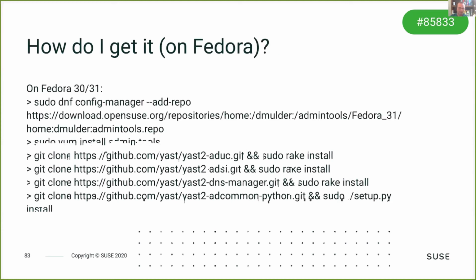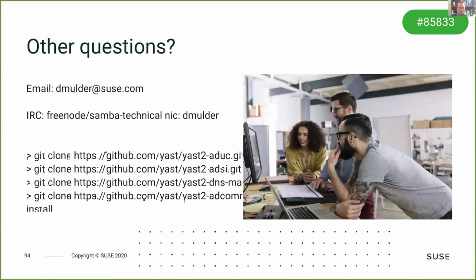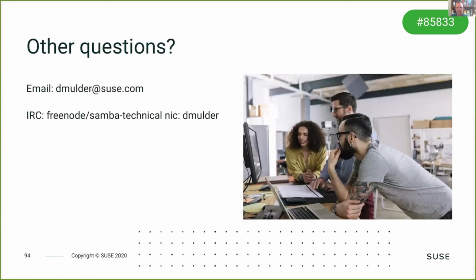If you're running Fedora, you can add the repo as shown, then install the admin tools package using yum install. Installing admin tools will pull in all the necessary dependencies to run the console. If you have any other questions, feel free to contact me via email, or you can reach me on Freenode in the Samba technical channel.